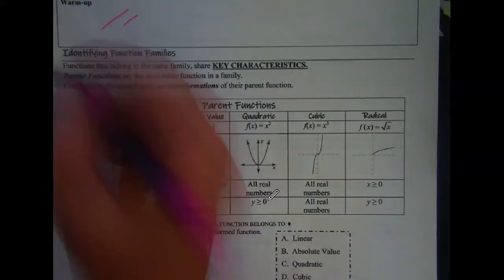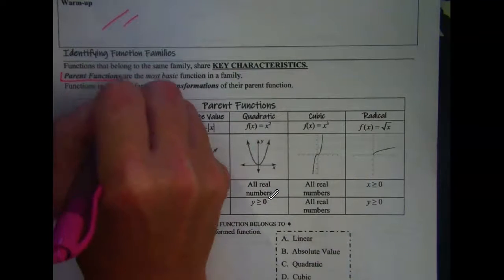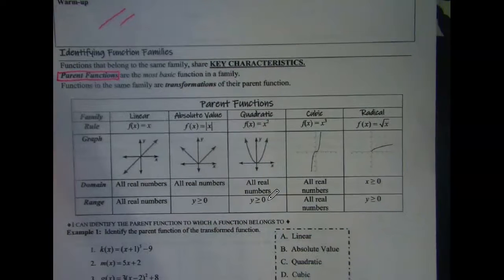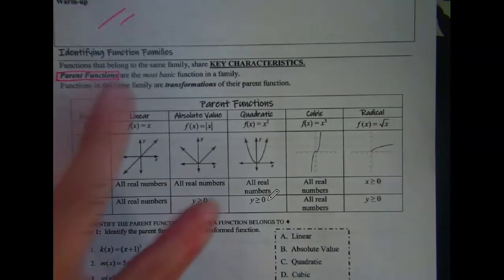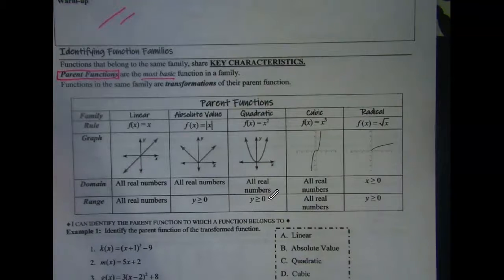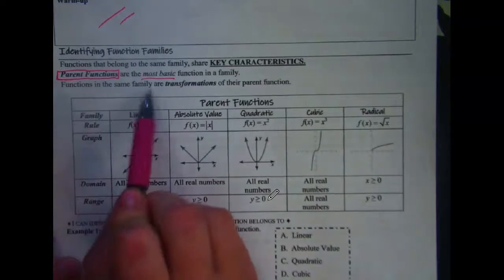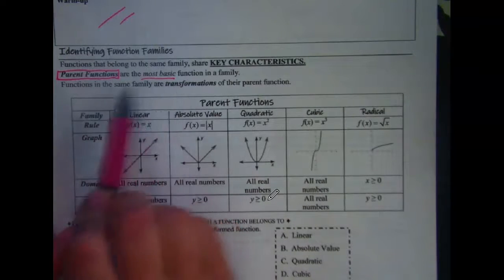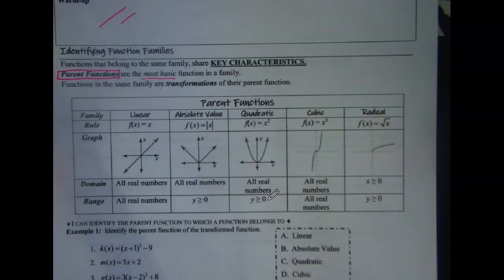The parent functions, so I'm going to put a box around it, very important, are the most basic function in the family, meaning they're short and sweet. There's certain things to look for in a parent function, and we'll go over that. And then the functions in the same family are transformations of the parent functions.